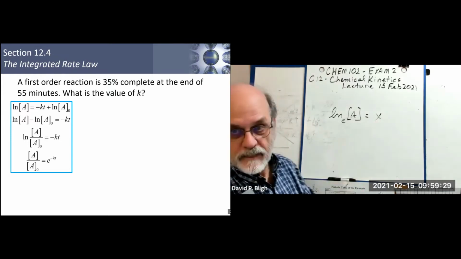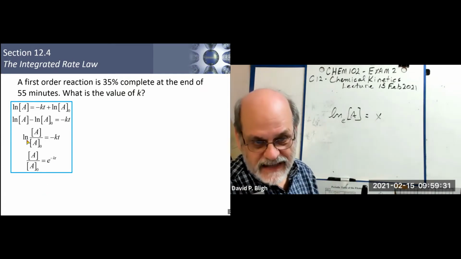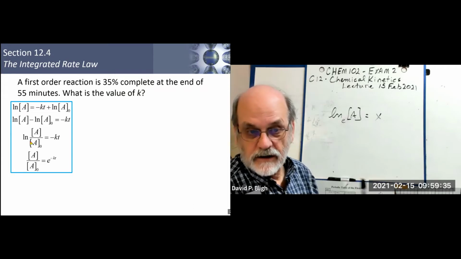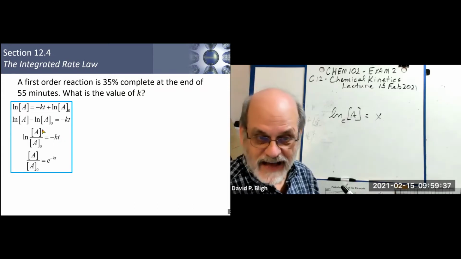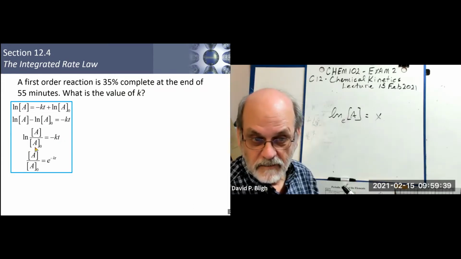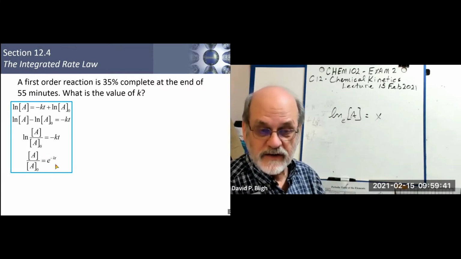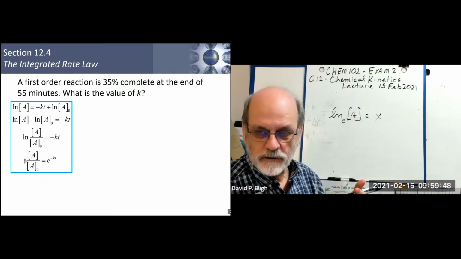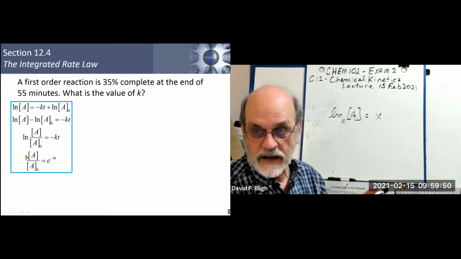So if we take e here, that's understood right there next to the ln, to the minus kt power, that's equal to this term right here. So that's the transformation that we imposed on this equation to get this ratio free of its log transformation.